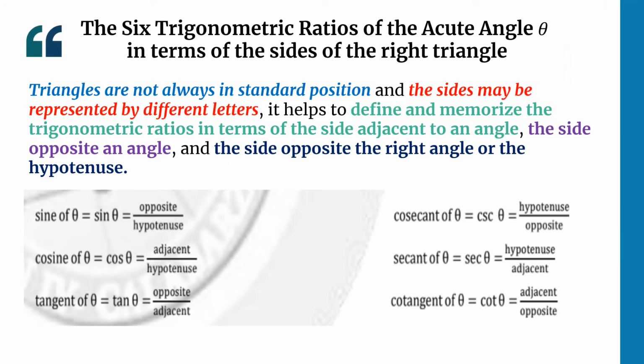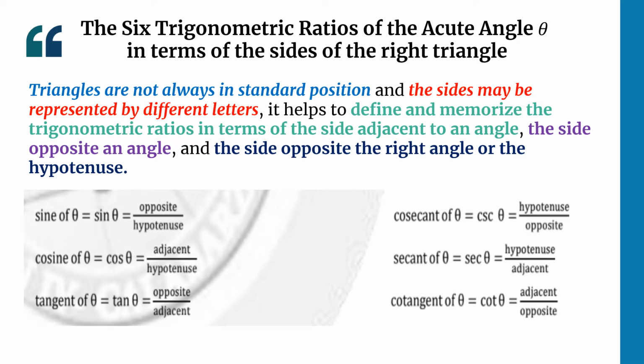Well, we need to understand that triangles are not always in standard position, and the sides may be represented by different letters. So, iba-ibang letters ang ginagamit. Tapos, hindi nga naka-standard position ang given triangle. It helps to define and memorize the trigonometric ratios in terms of the side adjacent to an angle, the side opposite an angle, and the side opposite the right angle or the hypotenuse.